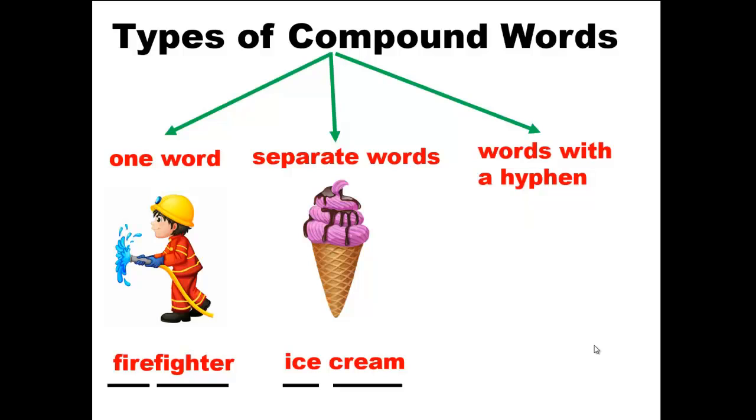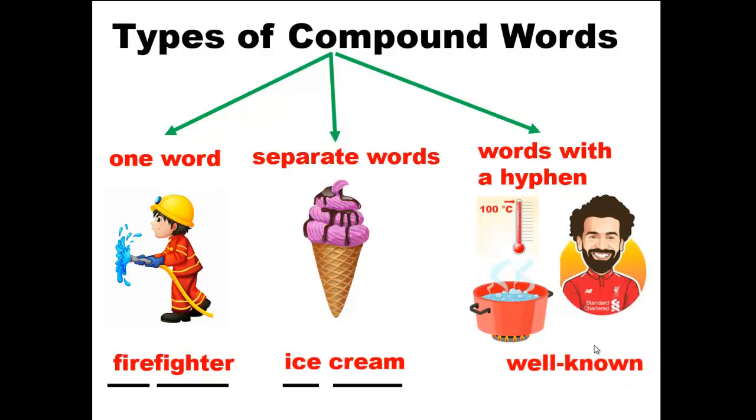The third type is words with a hyphen. What does that mean? What is this word, well-known? The term well-known, how many words is it made up of? It's made up of two words. The first word is well, the second word is known, and the hyphen is the dash between the two words. This dash, we call it a hyphen.